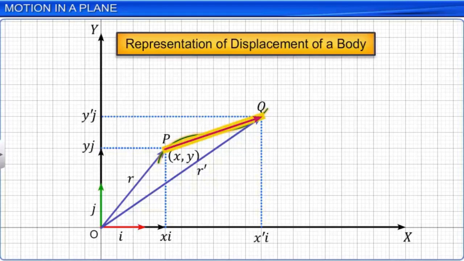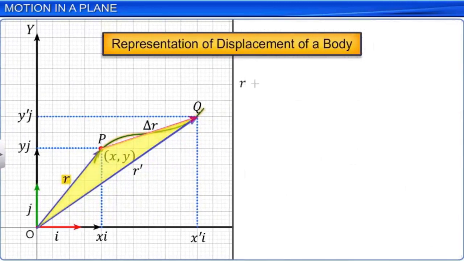Now if you look at it, the tail of this PQ vector has been connected with the head of the OP vector. Then according to the triangular law, what we know, the third side, r dash, will be given by the addition of OP as well as PQ. That's the same thing we are writing here: r plus del r is going to give us r dash.